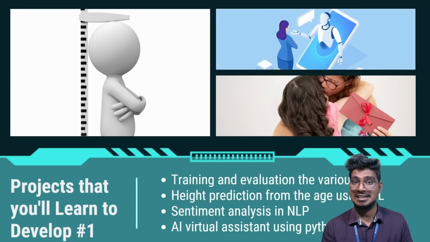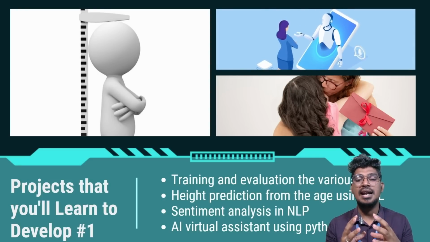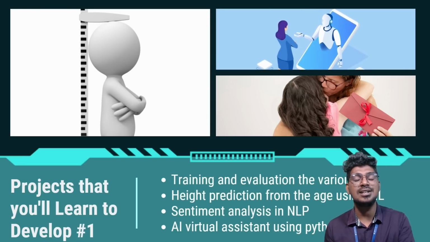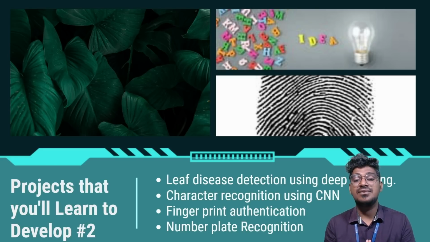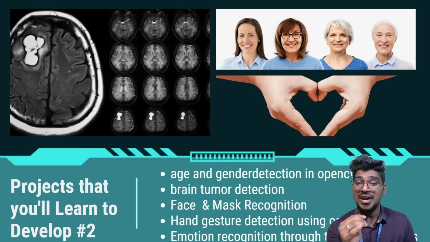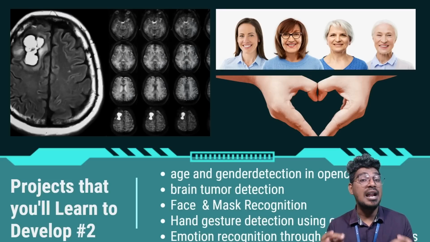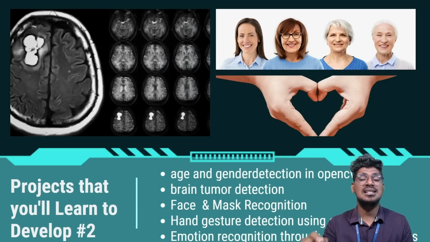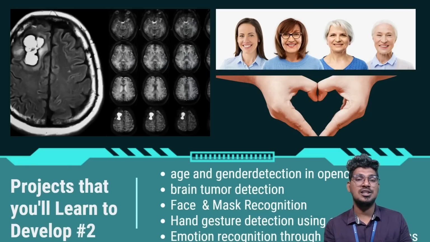So what are the topics I am going to discuss with you? How to create a model, how to train it, and how to evaluate various machine learning models; weight prediction based on height and gender; sentiment analysis using NLP; an AI virtual assistant using Python; leaf disease detection using deep learning; character recognition using a convolutional neural network; fingerprint authentication; number plate recognition; age and gender detection; brain tumor detection; face mask recognition; hand gesture detection; and emotion recognition through facial expression. With all these projects you can receive hands-on experience in real time, and learn how to create a model and how to train a model.